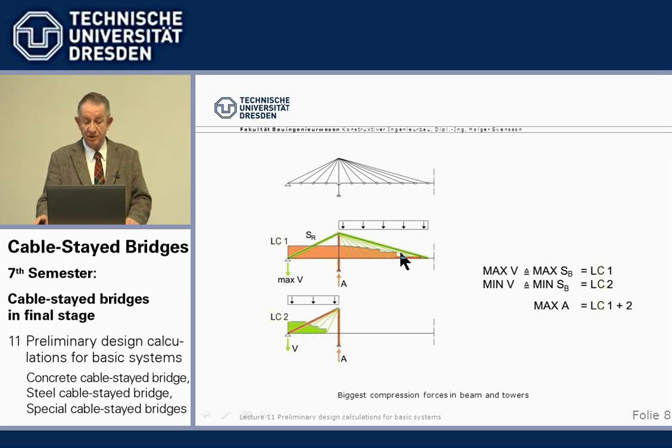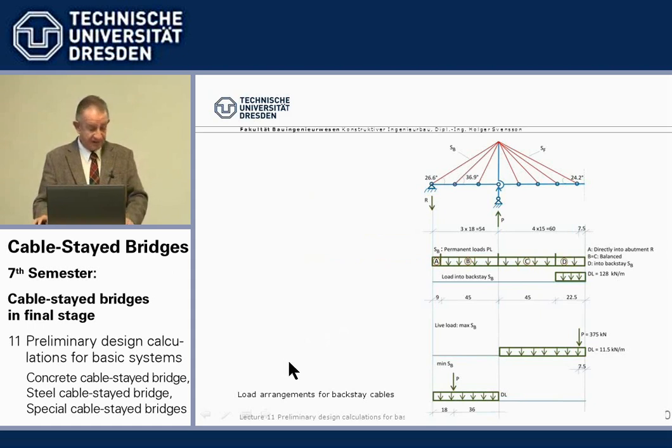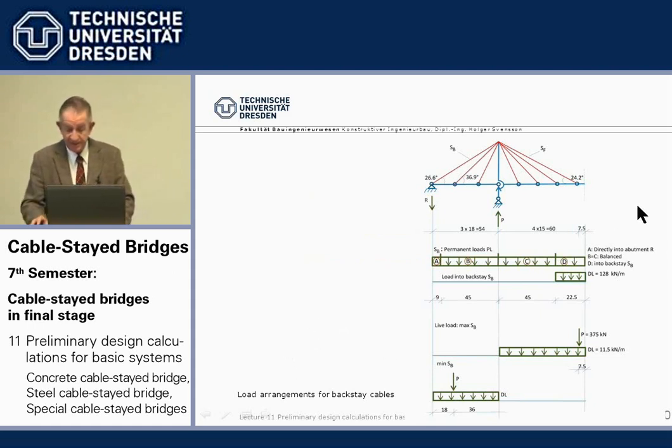That gives us a normal force increasing from cable to cable, up to here it remains constant. It gives here a tension force and a compression force in the cable. I've outlined all that to you. Now, we calculate the stay cables, and there again we have to consider, first of all, we go into the backstay cables.